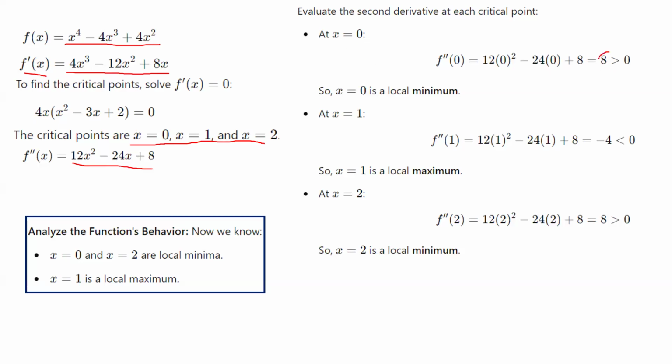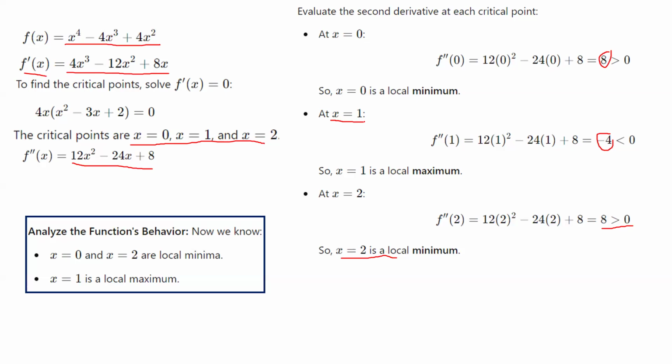As this is greater than 0, we call this a local minimum. Now apply the critical value x equal to 1 into this double derivative function. It is less than 0, so it is a local maximum. And when you apply x equal to 2, you get greater than 0. So at x equal to 2, it is a local minimum again. So x equal to 0 and x equal to 2 are the local minimums. Where is the local maximum? At x equal to 1, we have the local maximum.